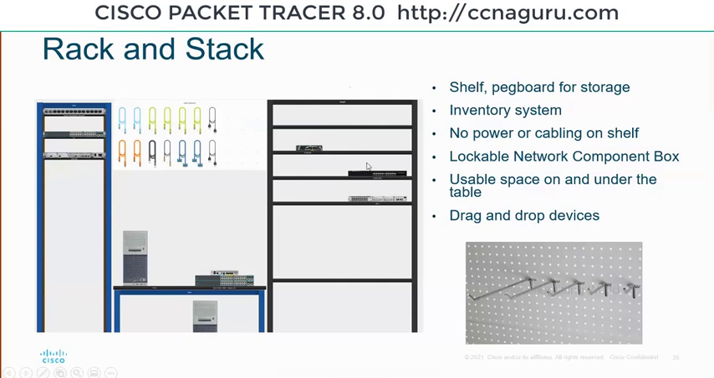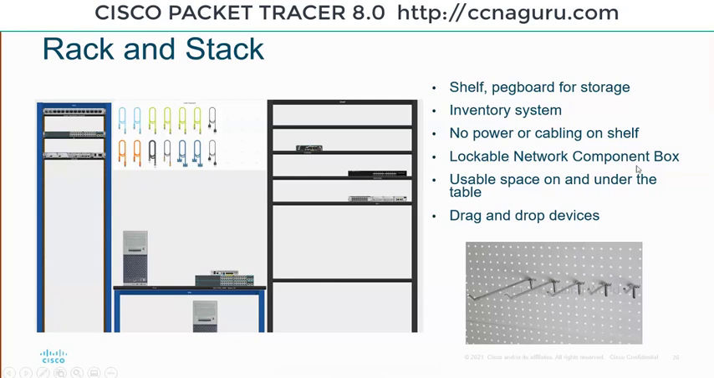In order to cable the equipment or power it on, this equipment has to be put into a correct place. And this place can be in the rack or on the table or even under the table. Now you can put some boxes under the table as well.